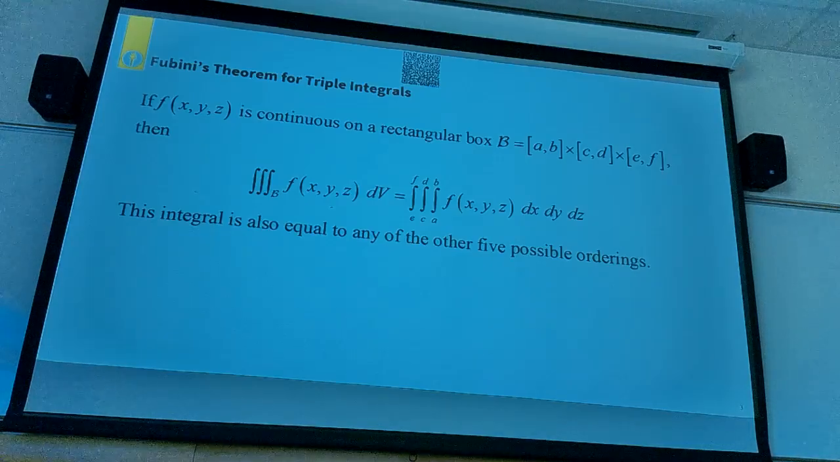It's the integral from A to B of the integral from C to D. I'm going the other way. Integral from E to F of the integral from C to D of the integral from A to B, f of x, y, z, dx, dy, dz. Or any of the other 5 combinations of the orders. So the order doesn't matter.